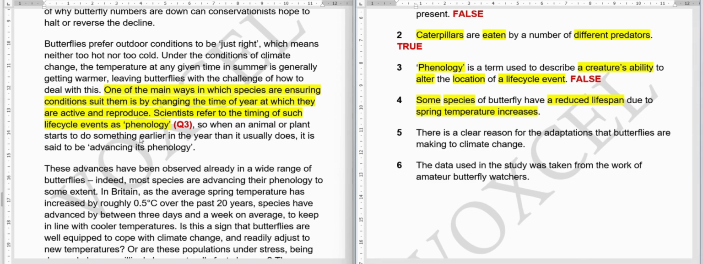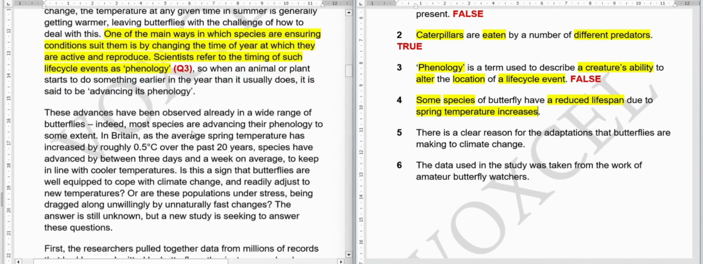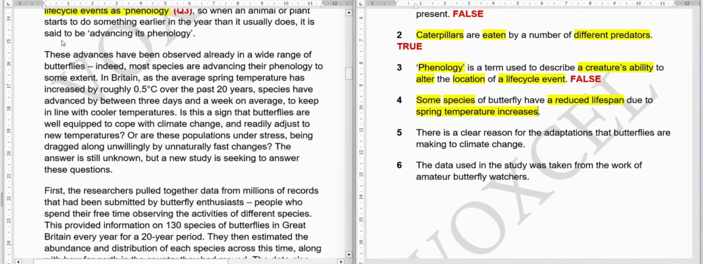So when an animal or plant, they are just telling about the time period. Moving on to the next paragraph. These advances have been observed already in a wide range of butterflies. Indeed, most species are advancing their phenology to some extent. So they're saying that these have been observed in a range of butterflies, and most species are advancing their phenology, meaning to say they are breeding earlier, like when there is a bit of winter, you can say.